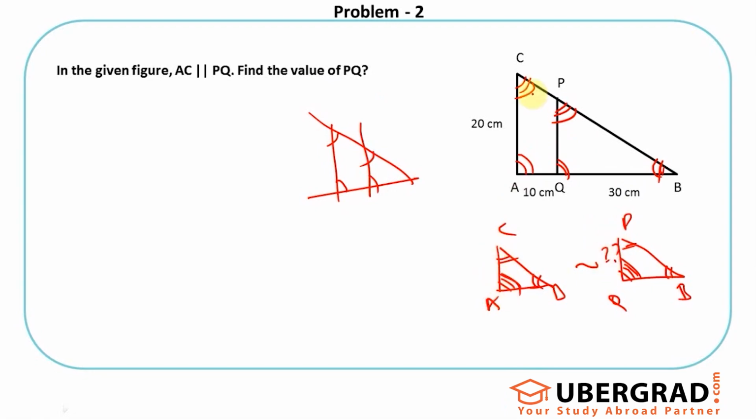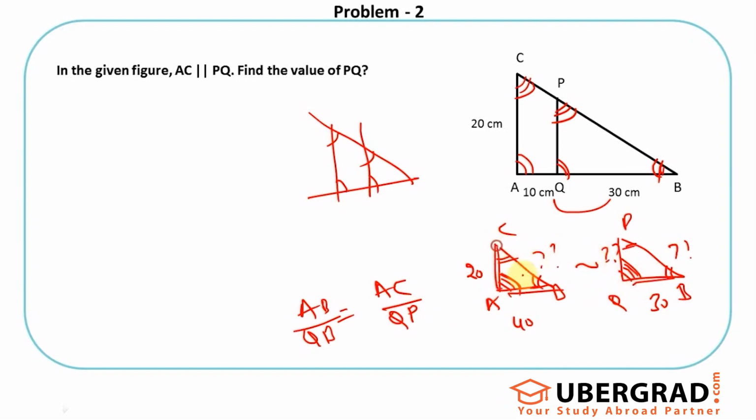Now they're asking us to find PQ, right? So what is AC? 20. I know AB is 30 plus 10, 40, and QB is just 30. Now that's good enough for me. I don't need to know this. Not an issue. Any two sides ratio will be the same. AB by QB should be equal to AC by QP, right? This by this equals this by this. AB is 40, QB is 30, AC is 20 and PQ is something I don't know.